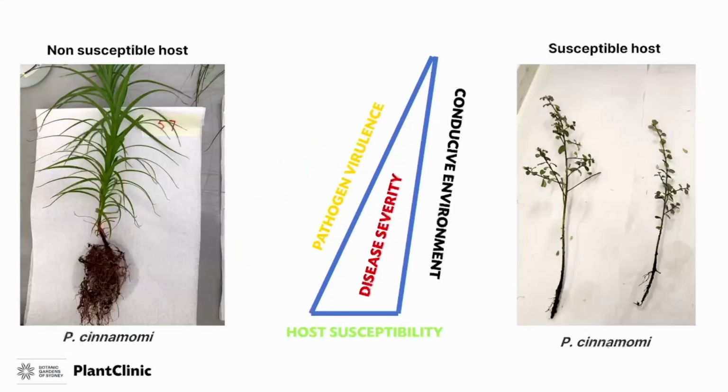This is an example of a non-susceptible host. So you have a very healthy root ball, and it's still infected with cinnamomi, but obviously a susceptible host will die. Now this is really important because if you plant a non-susceptible host that's infected with Phytophthora into an environment, it will spread from that non-susceptible host to susceptible hosts, and you will start getting disease. So this is actually quite a critical part.